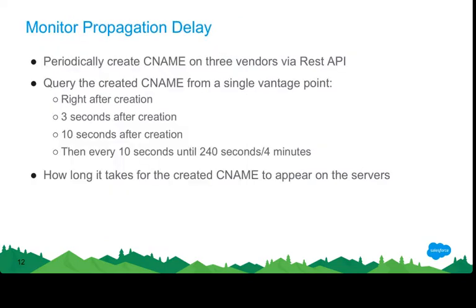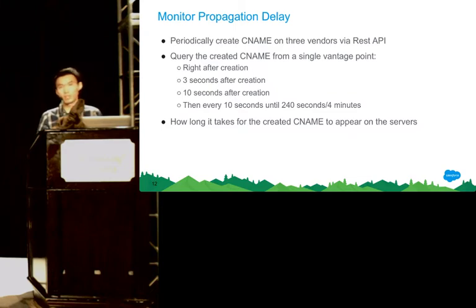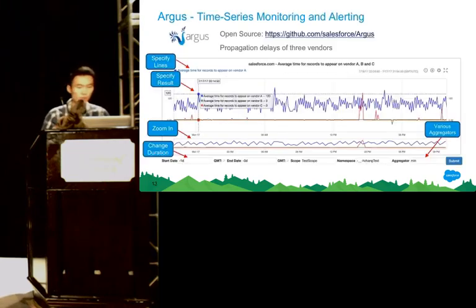For monitoring of the update propagation delay, we periodically create a CNAME on 3 DNS vendors using the REST API. Then we query the CNAMEs immediately after we created the CNAME, at 3 seconds, and every 10 seconds until 4 times. To see how long it takes, we check when we can see this created CNAME on the name servers. To show the monitoring results here, we use a different tool, Argus, which is also developed by Salesforce. This one shows the real-time status, performance and results. It also shows historical information, so we can see the trend here.